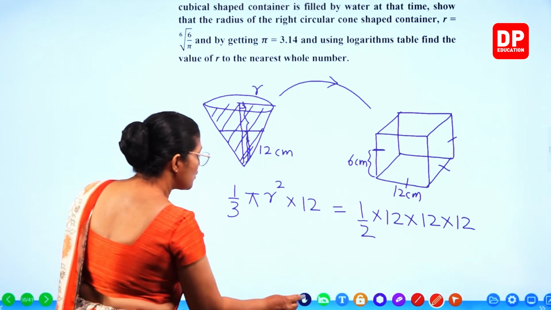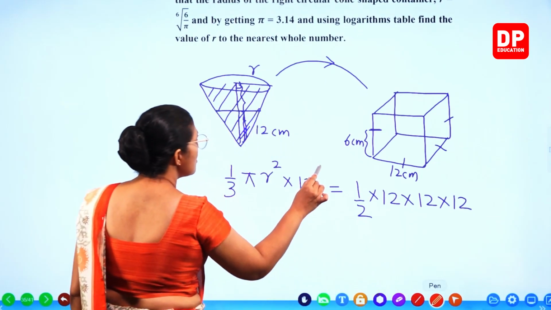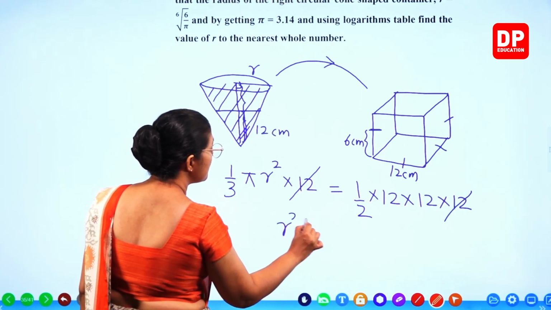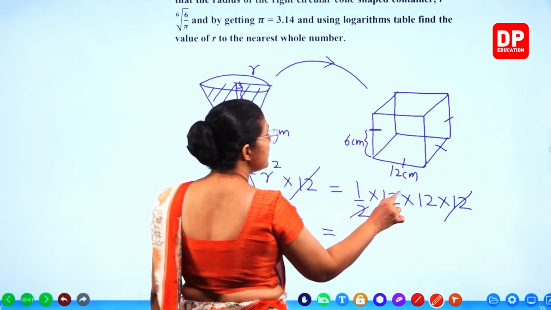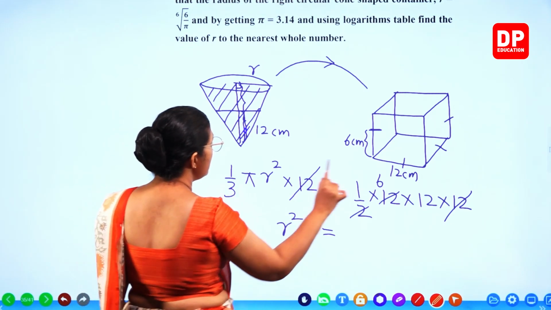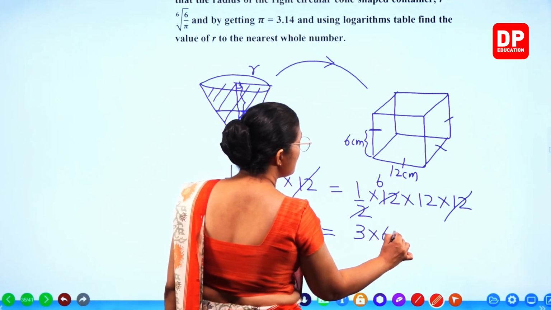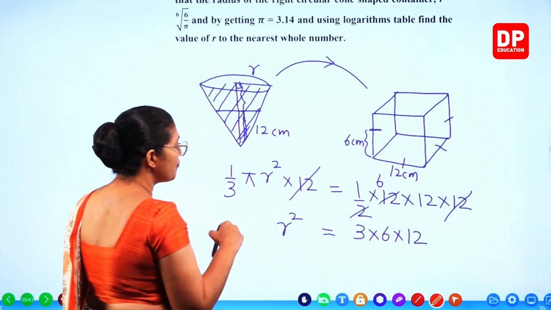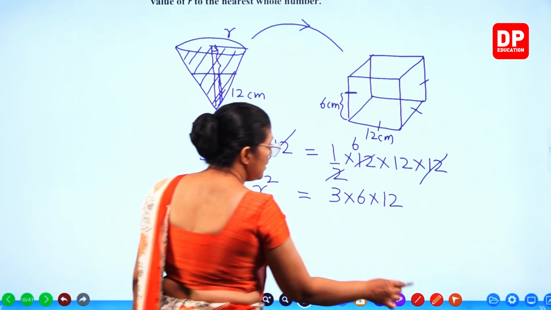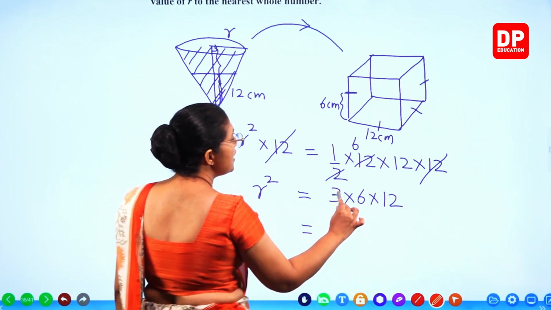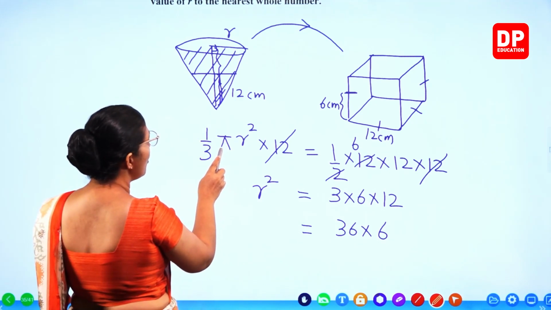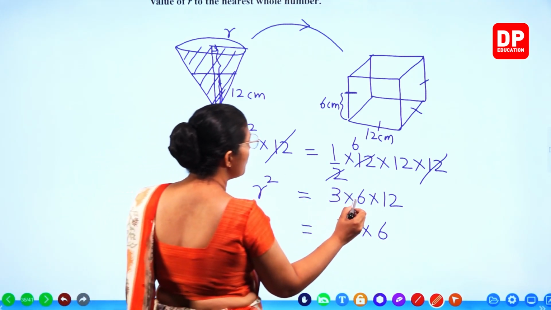Now, try to simplify this. 12 gets cancelled out. Then r squared becomes, here this 2 and this one we can write 6. And this 3 I can take up, 3 times 6 times 12. And we have to show that this is this. So here 3 times 12 is 36 times 6 is this. And here I forgot about the pi value. Pi value goes down.